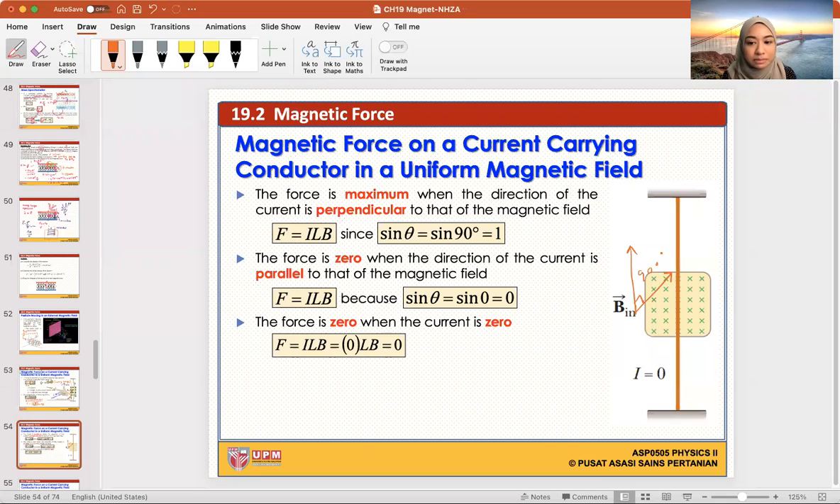Okay, so it's a maximum. Sine 90 is equal to 1. So the force is 0 when the direction of the current is parallel to that of the magnetic field. We know this already. So F equals to I L cross B, which means that this equation will be 0 if L and B is parallel. So always when you see a cross product, that is always the situation. It is trying to tell you, please avoid parallel situations because the equation will not hold.